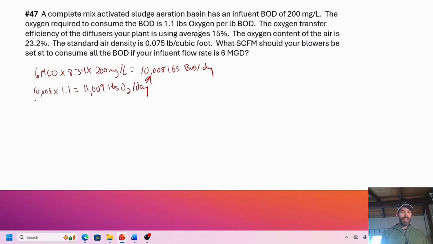So what I need to do is take that number 11,009 and divide it by 0.15. And when I do that, that gives me 73,393. 73,393 pounds of oxygen per day is needed to be put into aeration, because only 15% of that 73,393 is being taken into the MLSS, because that's my transfer efficiency. What's 15% of 73,393? 11,009. That is the pounds of oxygen I need.